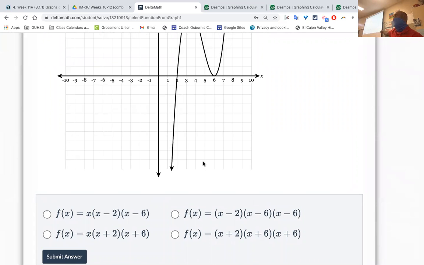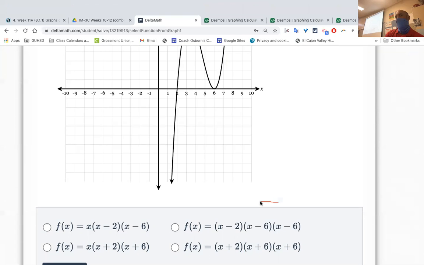Which one of those has the proper factors for it? Top left, top right, or bottom left, bottom right? Okay, top left has -2, -6, but if you look, it has x too. So that means it should have crossed through 0. It doesn't. Okay, does top right have all the right factors? Sort of, but what's weird about it? It has an extra x -6.